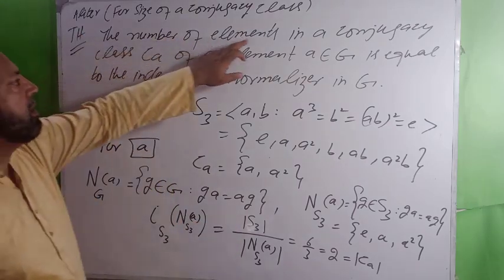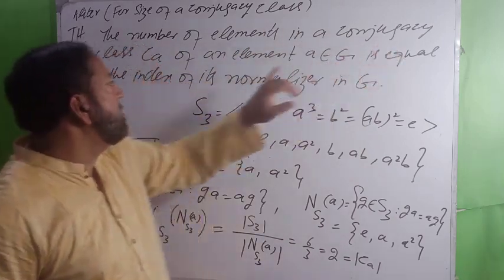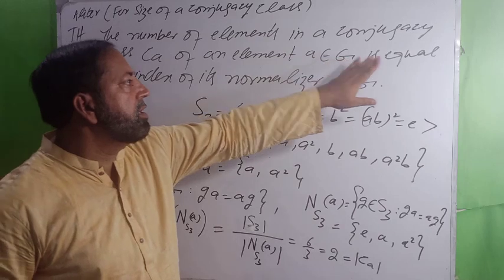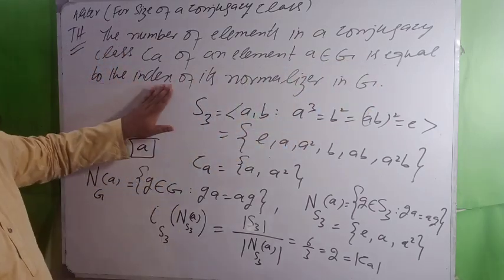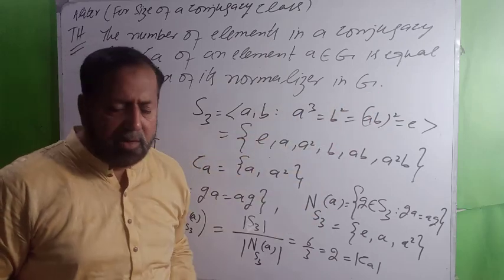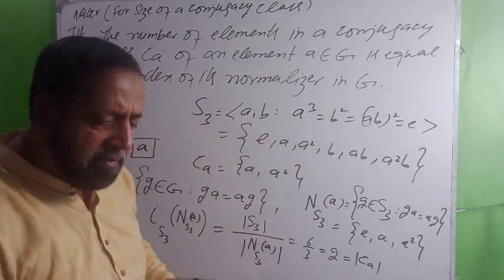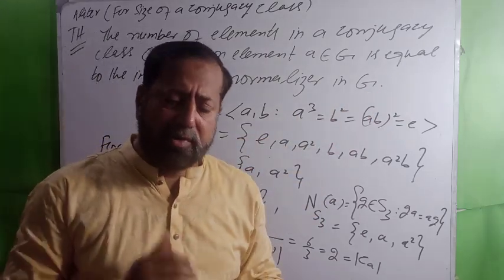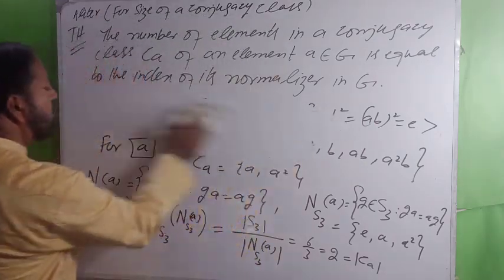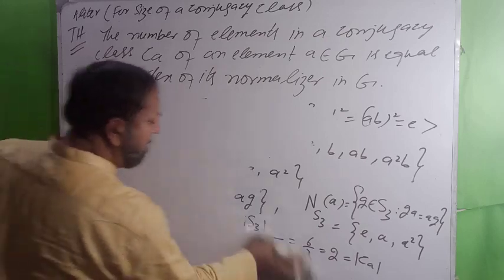The number of elements in a conjugacy class CA of an element A belonging to G is equal to the index of its normalizer in G. Yes, now we have verified this theorem, now we need to prove this theorem. Before proving this theorem, I have a remark.